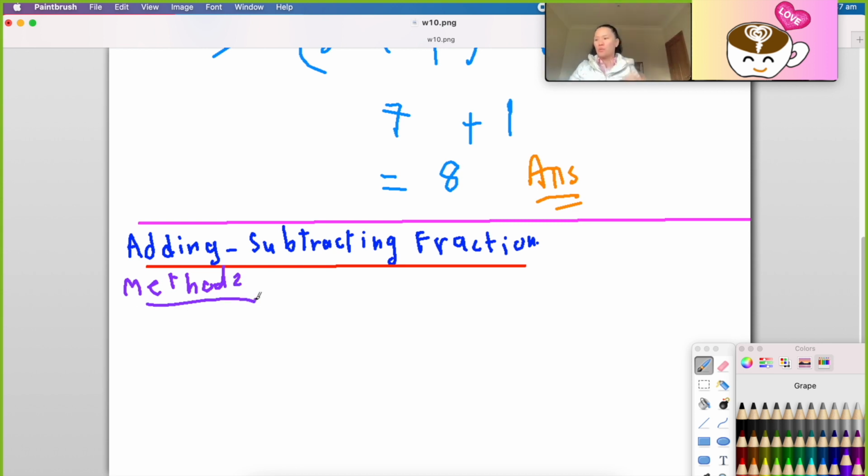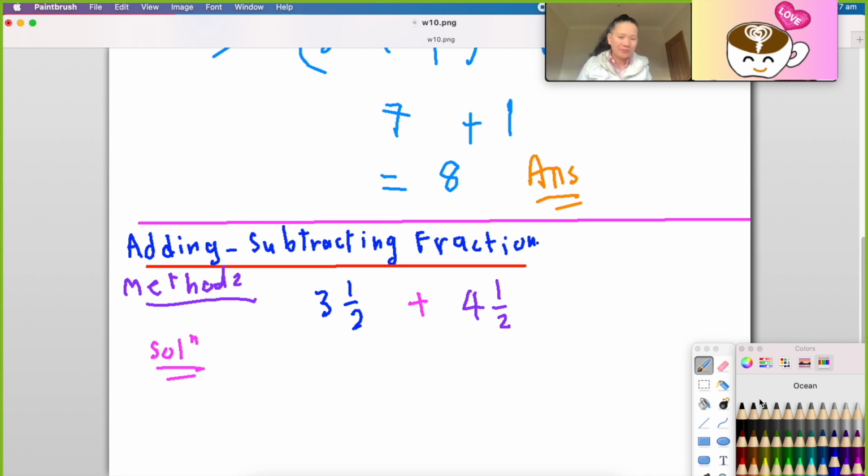Okay. We have 3 1/2 plus 4 1/2, right? This method we're going to call changing the mixed number to a fraction first. Okay, are you with me? Can we go to the next one? Solution.